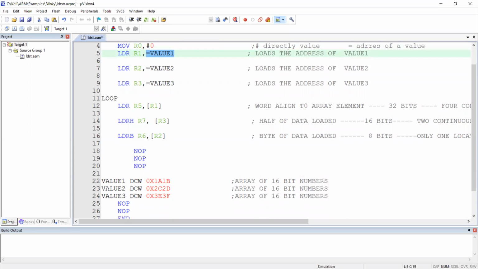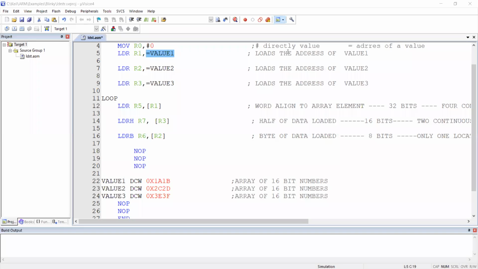Hence, what will be the contents of R1? Please do reply in the chat box. What will be the content of R1? Take the definition of the line I have discussed. Reply in the chat box fast. Content of R1. Correct? Content of R2. No, Santosh is wrong. Please remember, I have not used a hash. I have used equal.